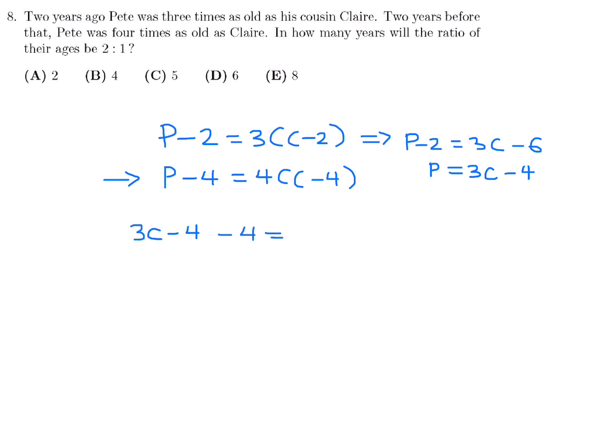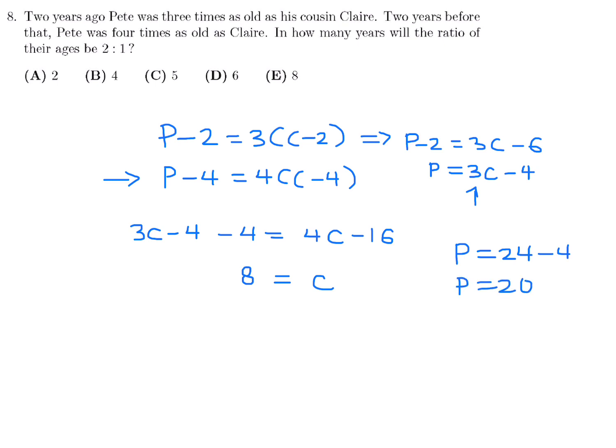And then let's multiply this out. 4C minus 16. Collect like terms, you'll get a C here, and this will be 8. Great. So C is 8. I can plug that back into here to get P. P will be 3 times C, which is 24, minus 4. P is 20.